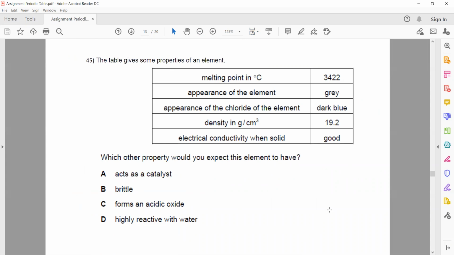Melting point 3422. Appearance gray. Appearance of chloride is dark blue. Density 19.2. Electrical conductivity is very good. Which properties would you expect this element to have? Brittle, which means it can break easily, forms an acidic oxide, a non-metal oxide, or highly reactive with water. So the right answer is A.